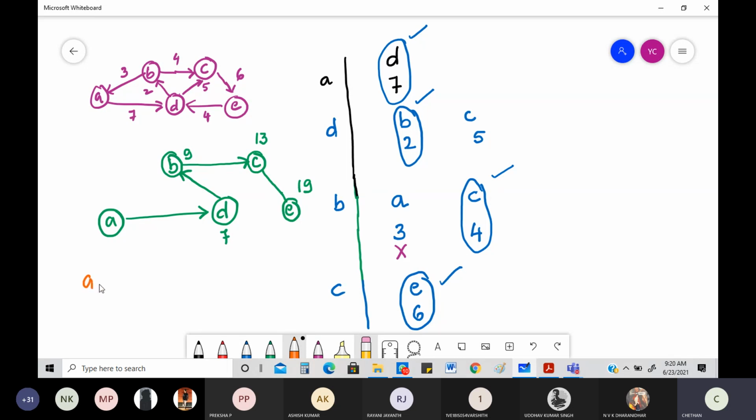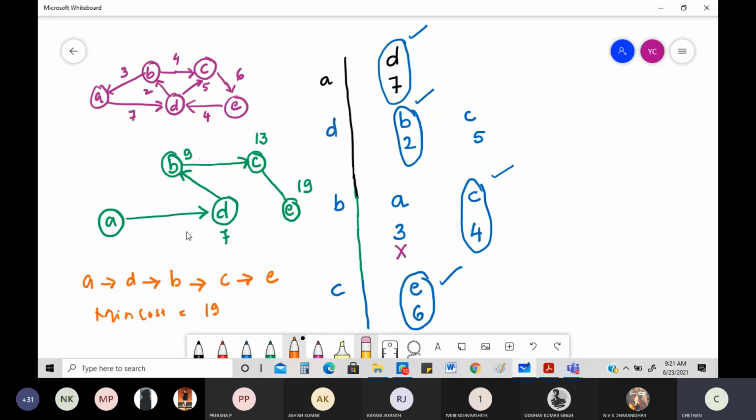So what is my path? It is nothing but A, then D I went, then B, then C, then E. The minimum cost of visiting all my cities is equal to 19. You can very clearly see how it has come from A to D 7, D to B 9, A, D, B, C 13, A, D, B, C, E 19. Okay, I've reached everything.